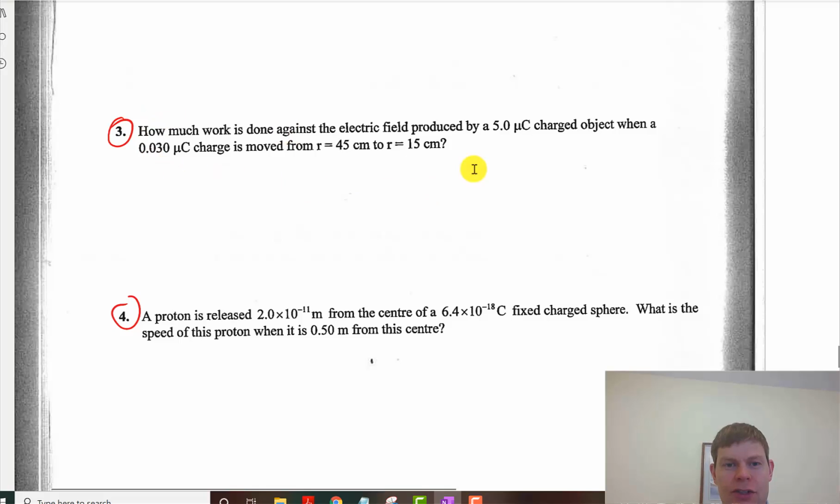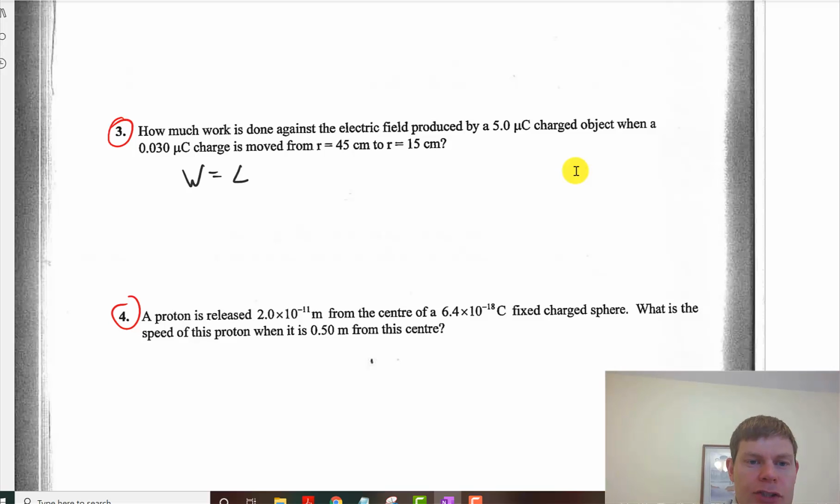So for this guy, I want to do it just because it mentions work. And so I wanted to do a reminder that work equals change in energy. So that's what we're going to do. We're going to say, hey, work equals change in energy. And in this case, the change in energy, it's always final minus initial. So let's just say we'll do EP final minus EP initial.